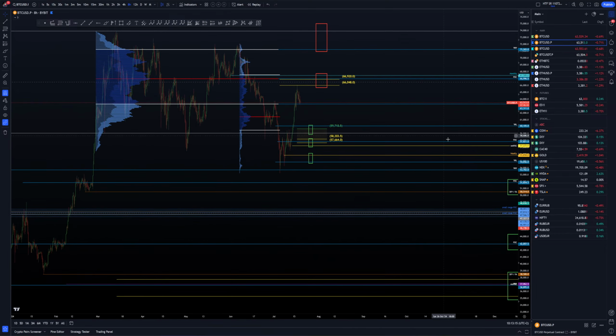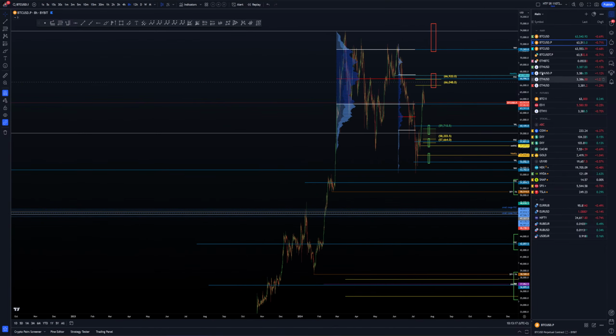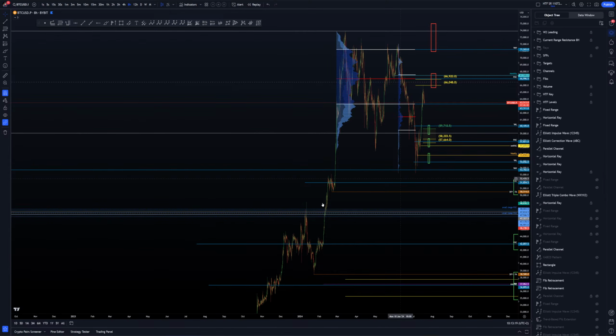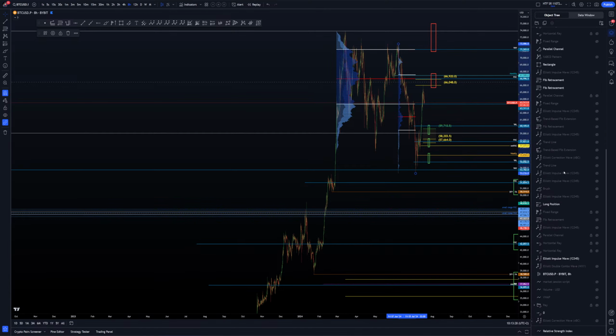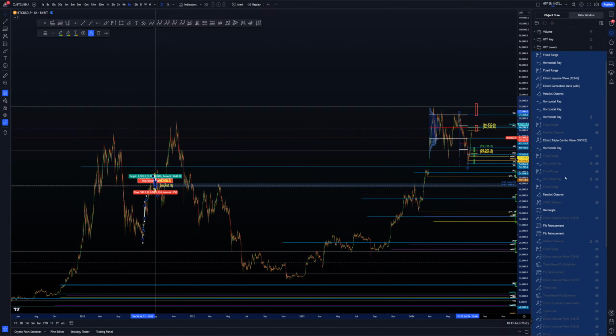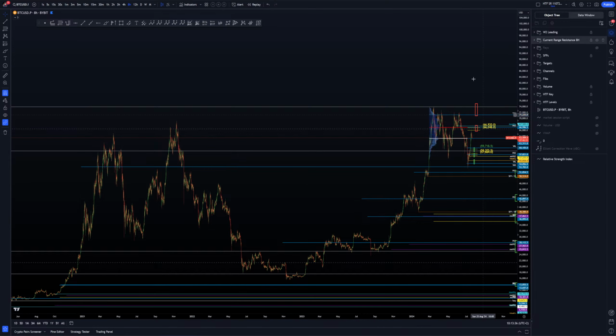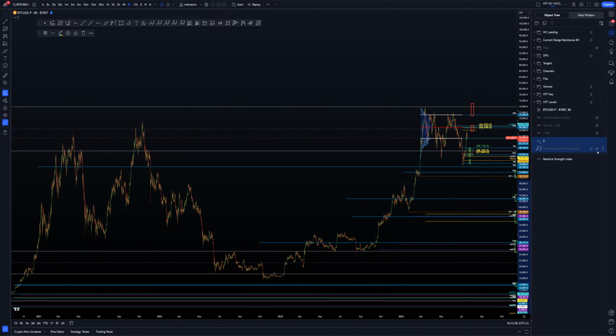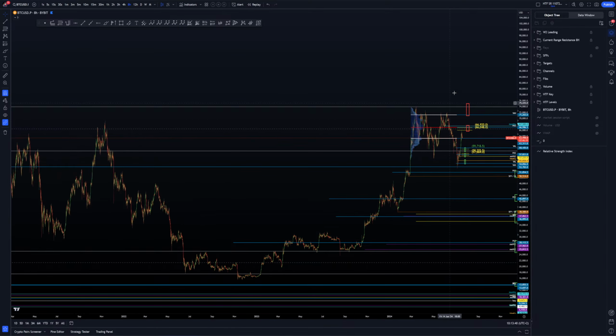For example, we was in an ABC zigzag. What is this? What the hell is that? Well, there's something wrong here. What the hell is this? Normally it was like that. I don't know what this was.